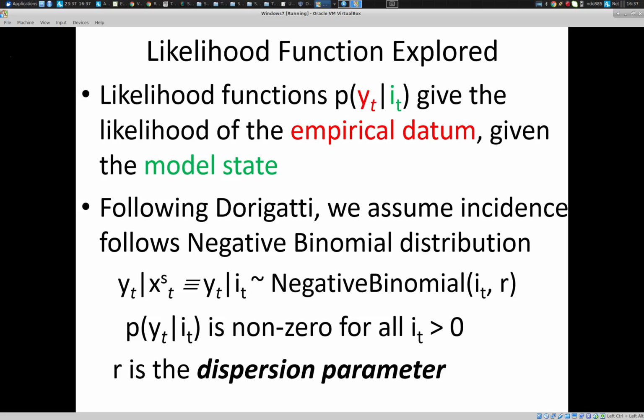So the likelihood function gives the likelihood of observing the empirical data given the model state associated with that particle. So for a certain particle, what's the likelihood of observing that data? And given that value, update the weight of that particle by multiplying it by that likelihood.